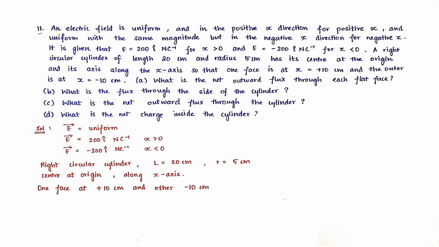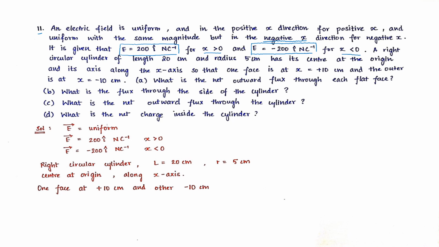An electric field is uniform and in the positive x direction for positive x, and uniform with the same magnitude but in the negative x direction for negative x. It is given that E equals 200 i Newton per Coulomb for x greater than 0, and E equals minus 200 i Newton per Coulomb for x smaller than 0.